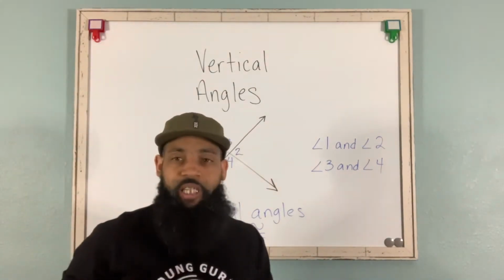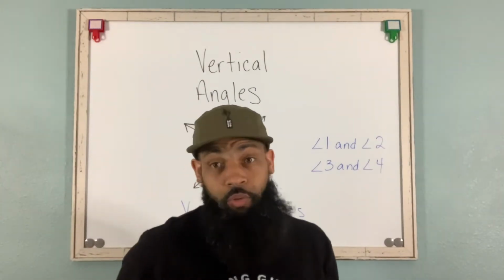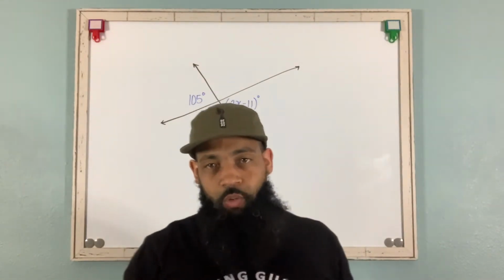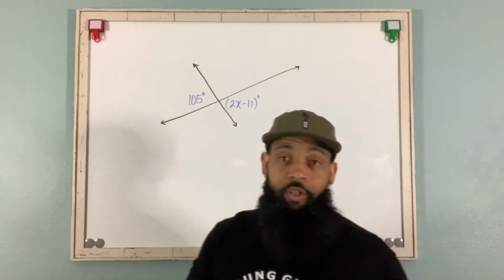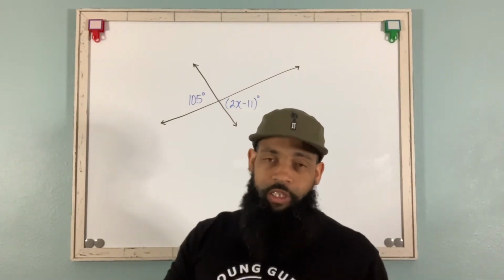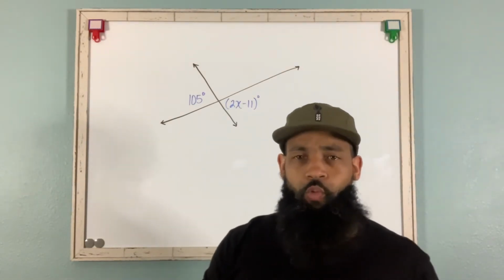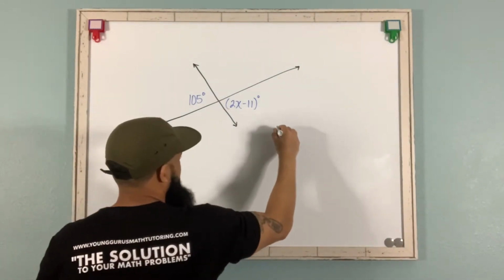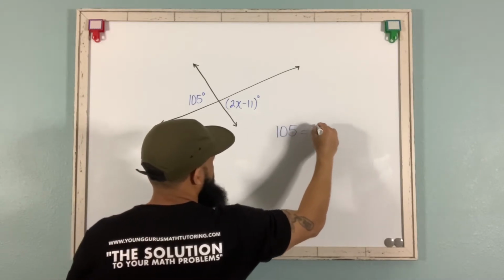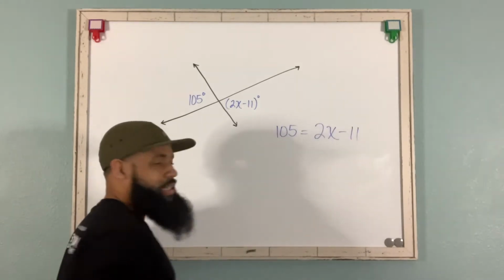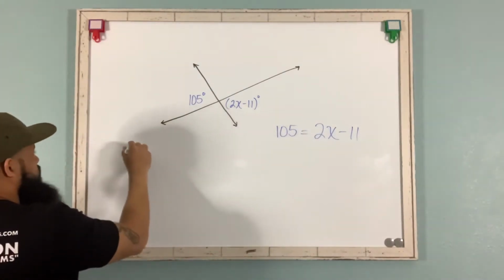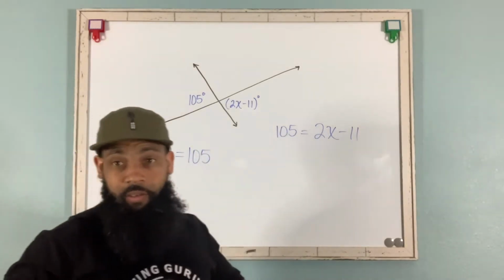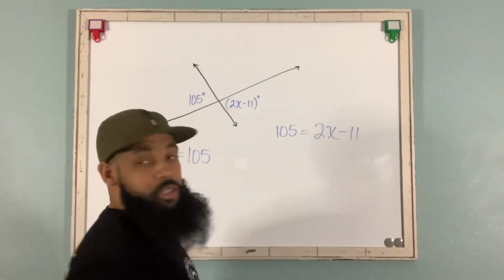So let's get into some examples of how to find values using vertical angles. In this example, we want to find the value of the variable, which is x. We know that the relationship between vertical angles is that they're congruent, so we can create an equation: 105 equals 2x minus 11. If you want to rewrite it as 2x minus 11 equals 105, that is totally fine.